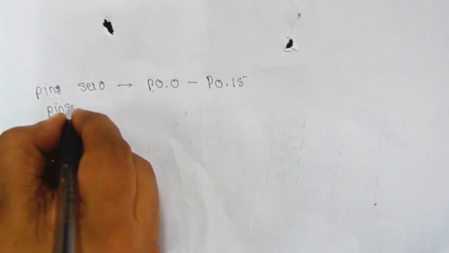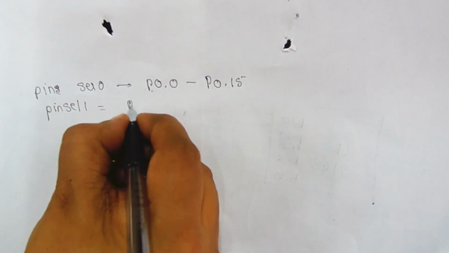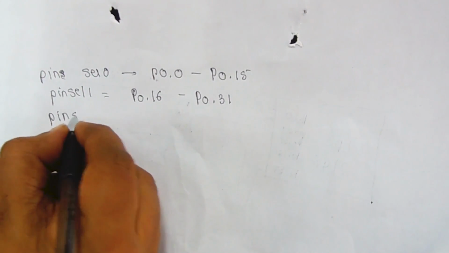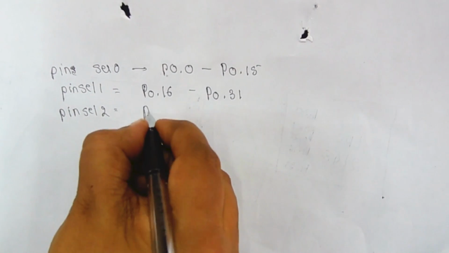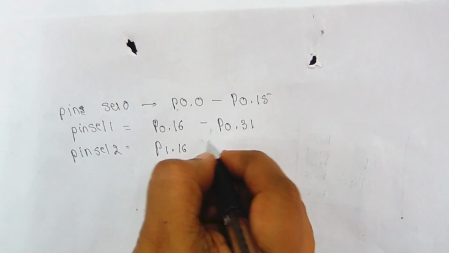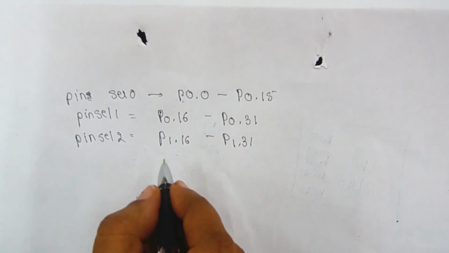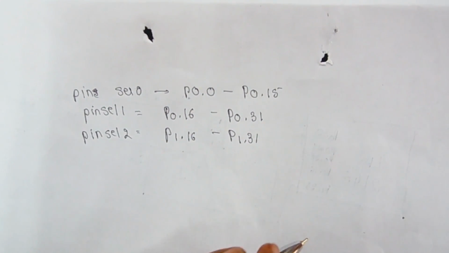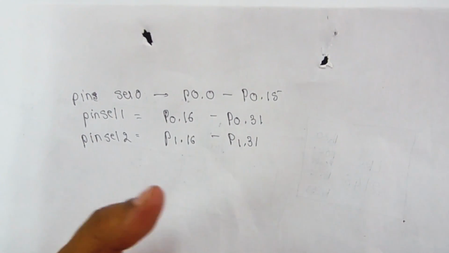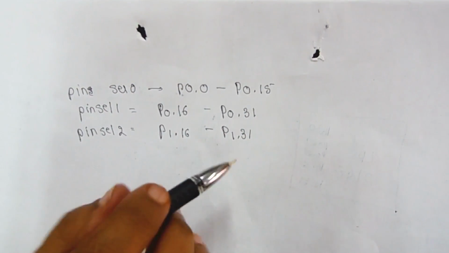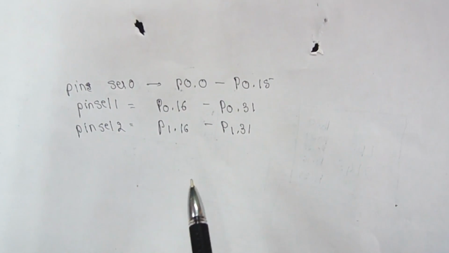Pin select 1 corresponds to port 0, pin number 16 to port 0, pin number 31. Pin select 2 corresponds to port 1, pin number 16 to port 1, pin number 31. Now port 1, pin number 0 to port 1, pin number 15 have some special functions. They cannot be used as general purpose input output pins. So we have these 48 pins which can be used as GPIO pins.